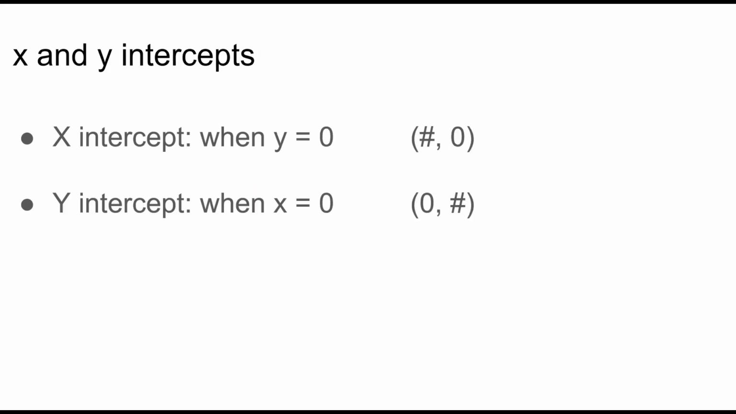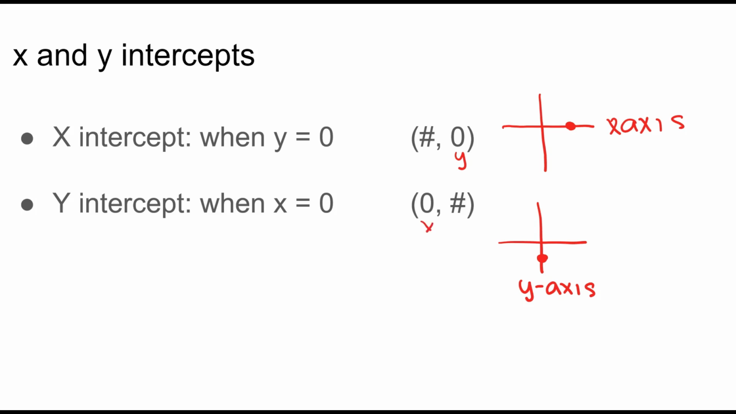An x-intercept is when the value of y is 0. So an x-intercept is along the x-axis, which means that we didn't go up or down any, which is why y is 0. On a y-intercept, that is where the graph crosses the y-axis, which means we didn't go left or right any, which is why x is 0.